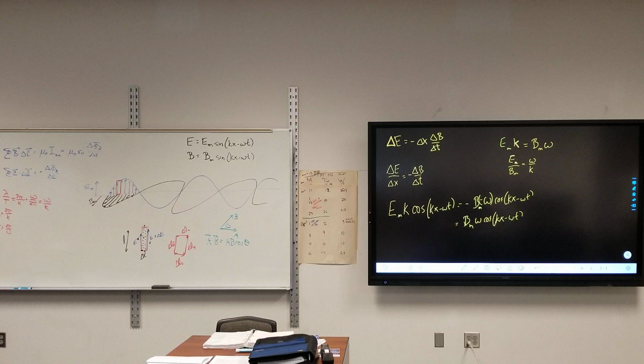Say that one more time. I'm trying to find delta E over delta x. What is the slope of my electric field versus position graph? This might be completely wrong. The amplitude.